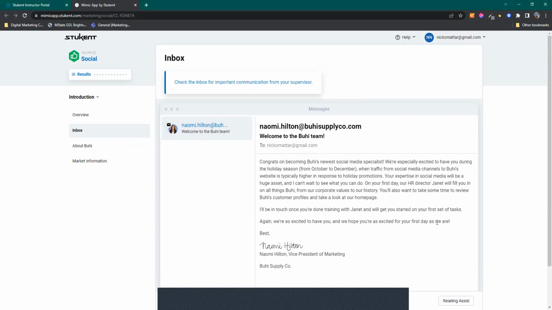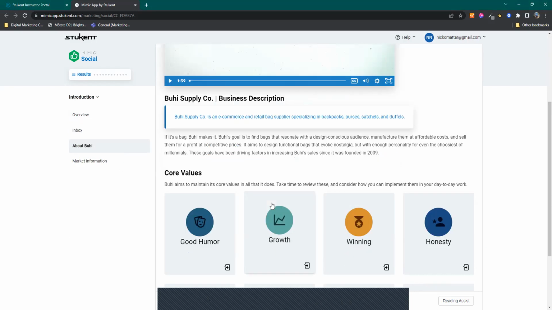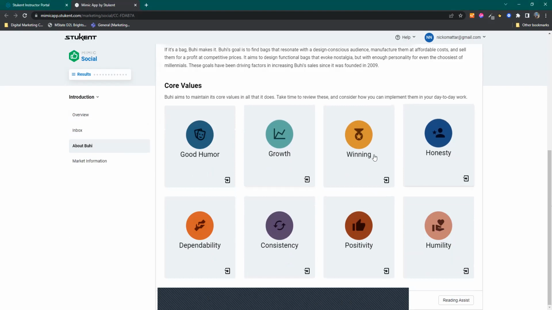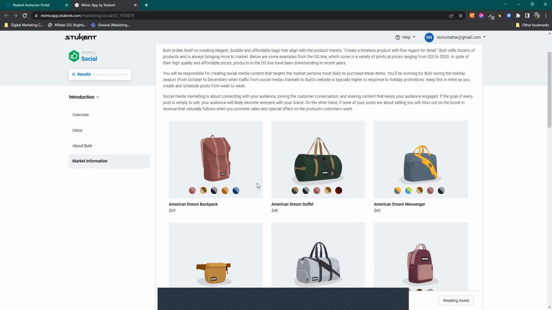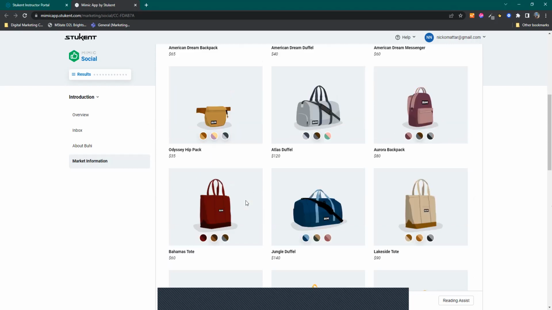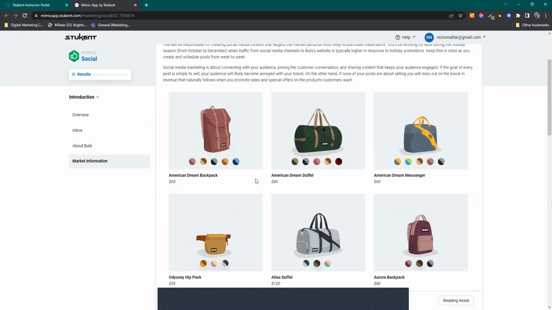It is important. I will say the introduction is kind of straightforward. There's not much there. You learn about the company here, their core values. You can see a little bit about what those are. And then the market information, I think, is probably the most important piece of the introduction. You can go back to some of these. So it's not like you have to jot down all these notes and you'll never see them again. The market information is largely available to you as you go along.